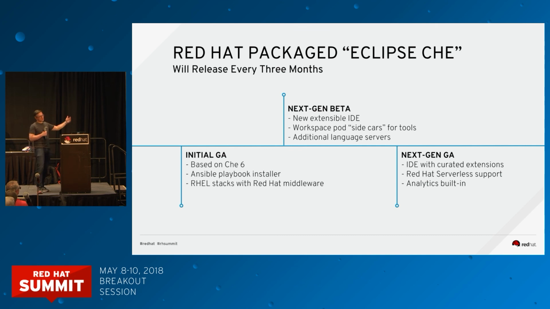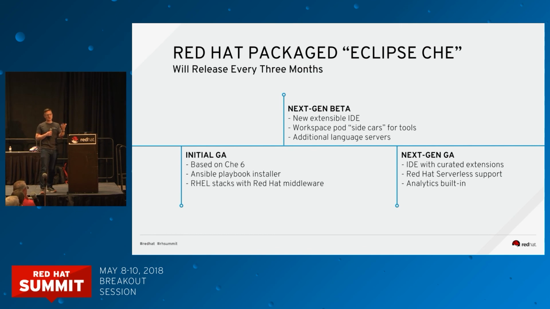Moving forward from there, what is already being worked on in the Che upstream project is revamping the IDE and the workspace model to take advantage of further advances in containers and Kubernetes over the past couple of years. So that's going to be happening, and that will then move into a beta and GA phase for the Red Hat packaged product as well.